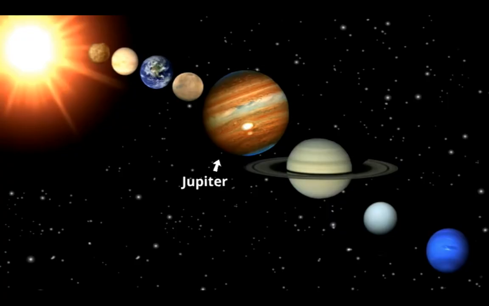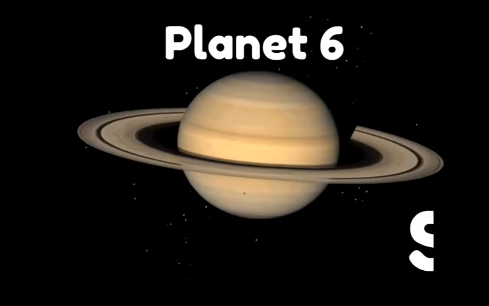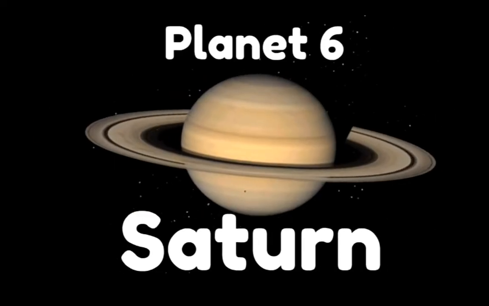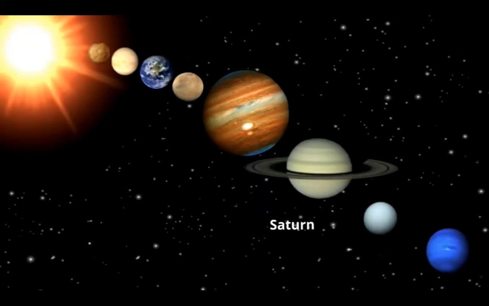Jupiter is the giant gas planet in between Mars and Saturn. The sixth planet is Saturn, another gas planet. Here is Saturn, the sixth planet from the sun.